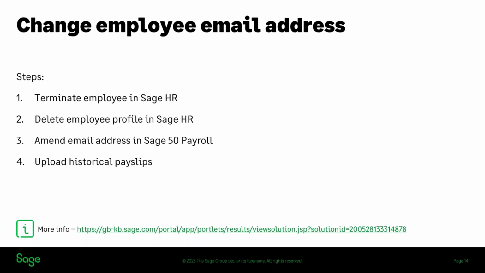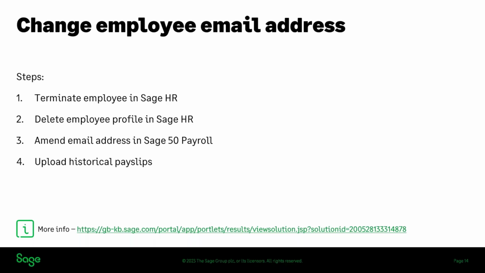So this is the process you would need to follow if an employee's email address has changed, and it would actually remove the old profile from Sage HR, and set up a brand new one using the new email address. First of all, you would terminate the existing profile in HR, following the steps I've just shown you. You can choose any termination reason, and maybe in the notes say that it's a change of email address. You then need to go a step further and delete the employee profile in HR.